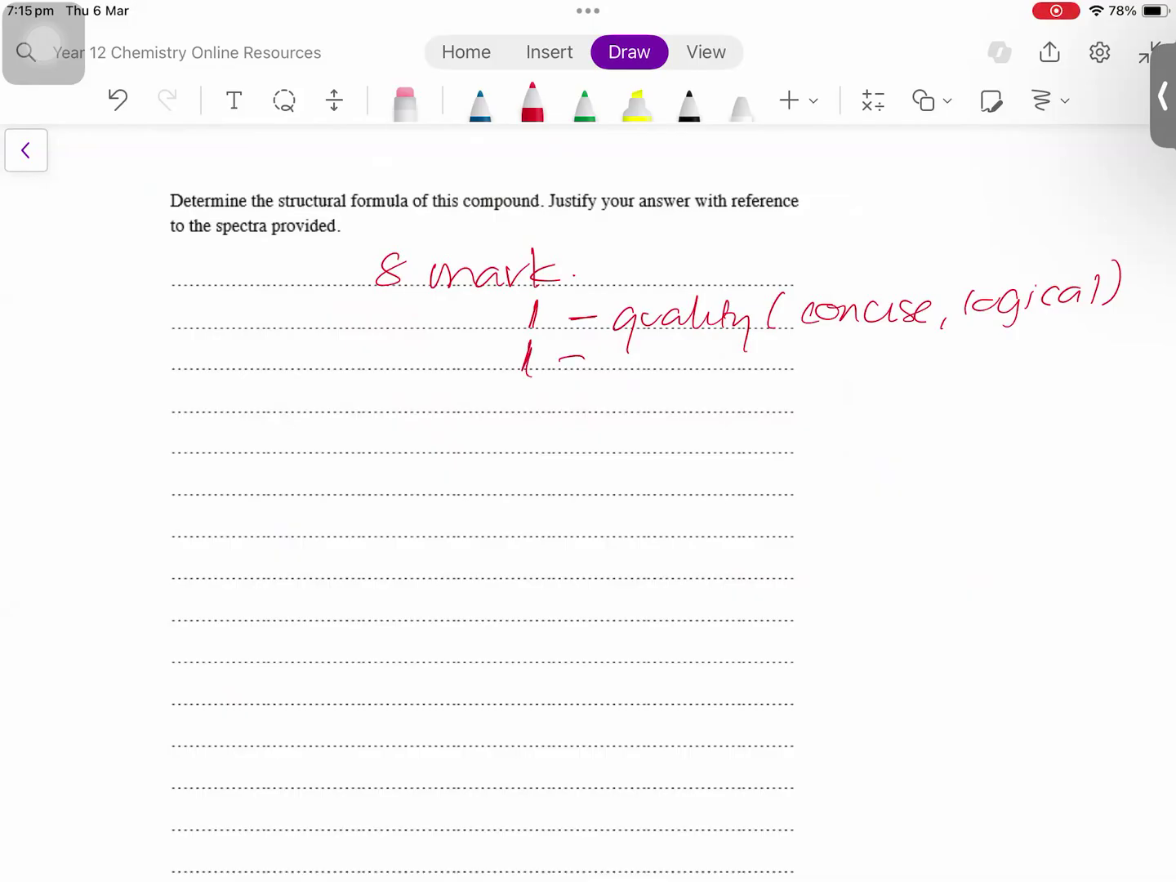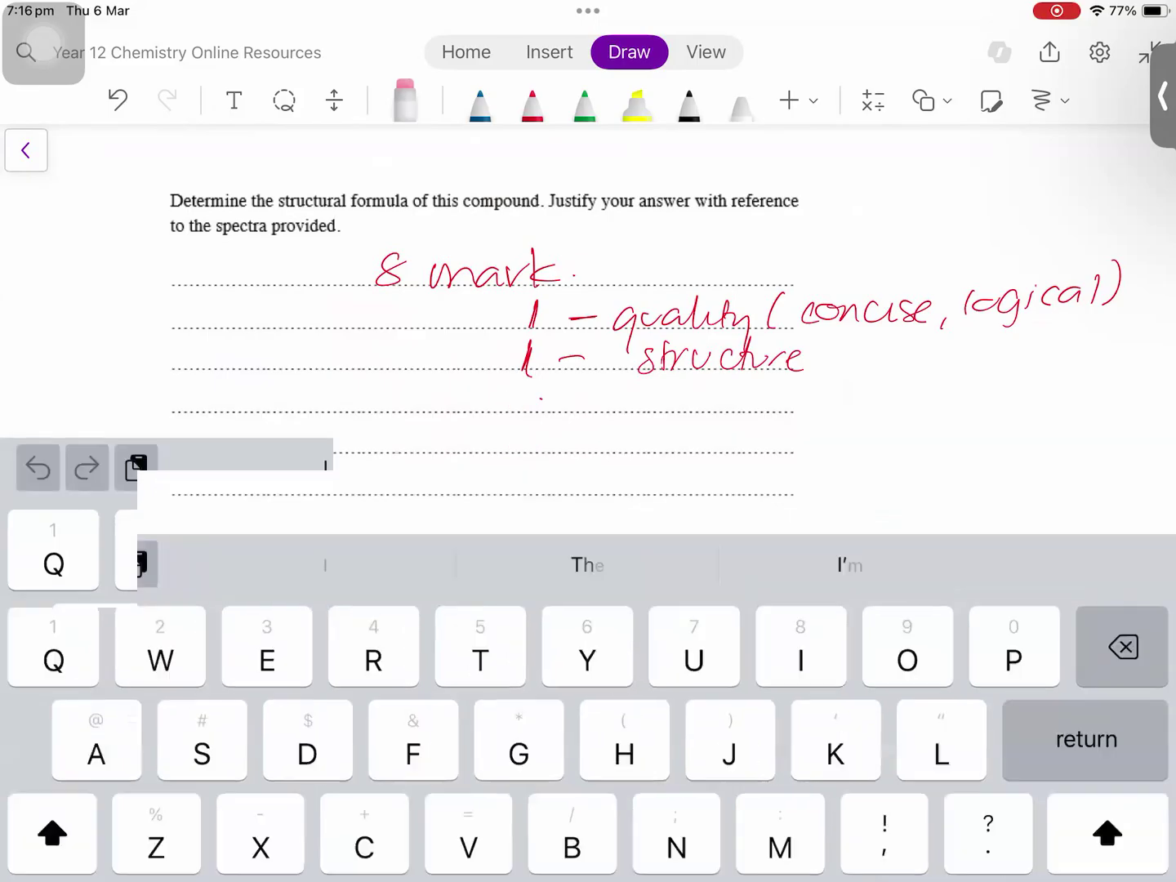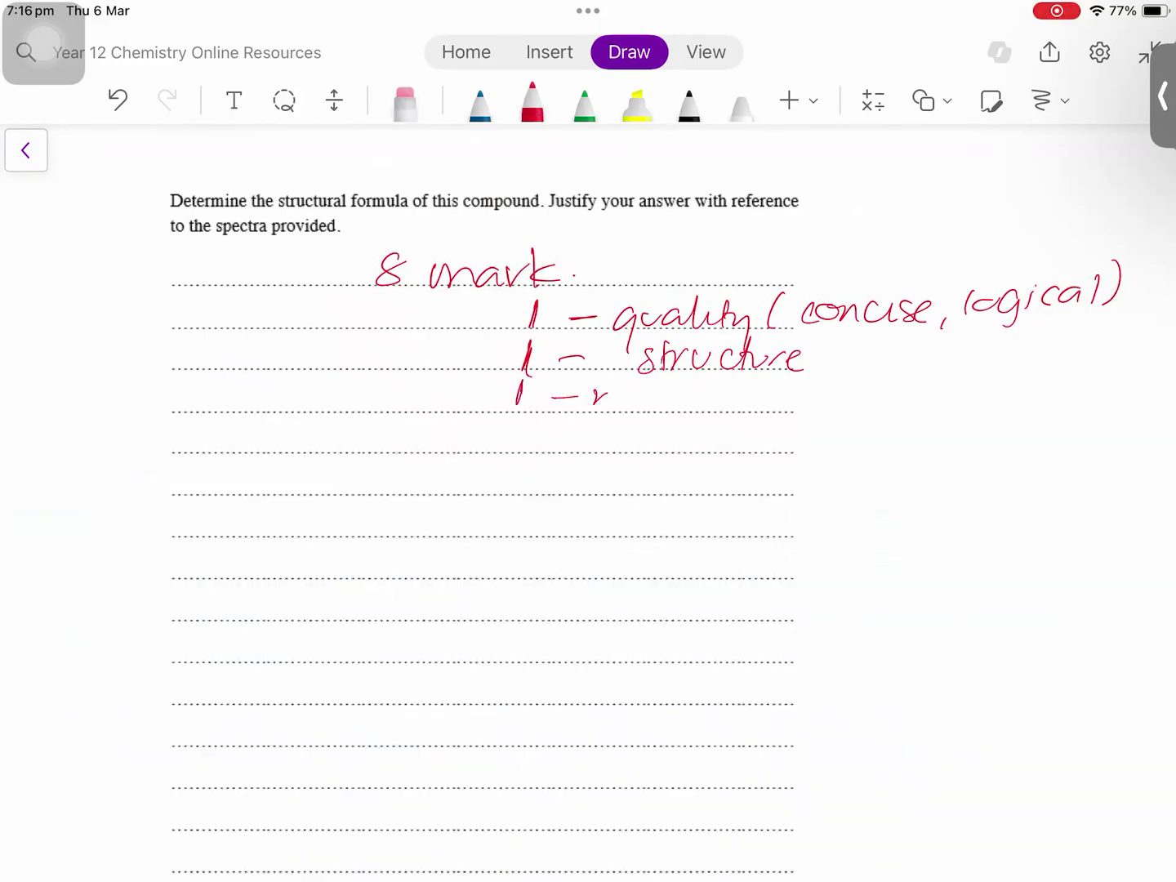1 mark for getting the correct structure in the first place, which means you have 6 marks left over for 4 graphs, which doesn't seem even, but your first 2 graphs you barely use. You just check your data sheet. Okay, so let's say you get 6 marks, 2, 4. That means you get 1 mark for mass spec, you get 1 mark for infrared spec, because that information is less. You're going to get 2 marks for carbon 13, and you're going to get 2 marks for 1H, because those ones you did a little bit more work on.